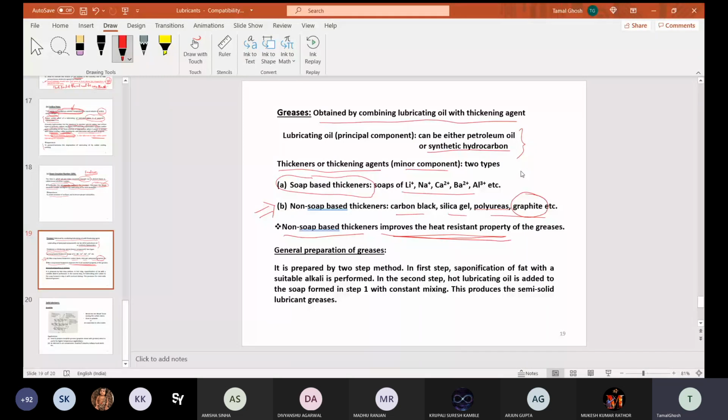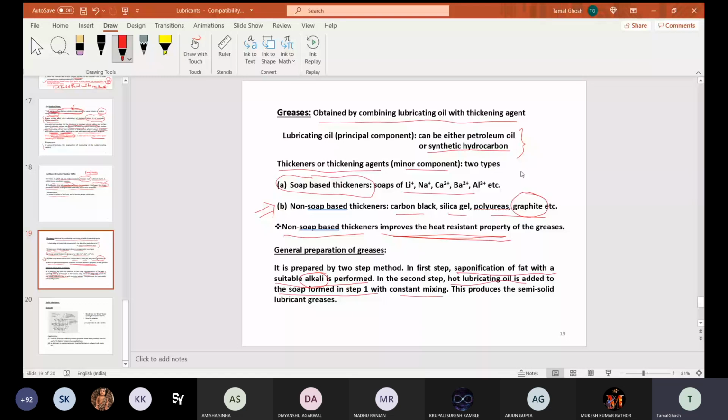Now the preparation procedure: it is prepared in two steps. The first step is saponification of fat with a suitable alkali. Whatever alkali is used, you will get the corresponding soap. In the second step, hot lubricating oil is added to the soap formed in step 1 with constant mixing. That produces the semi-solid lubricant, grease.